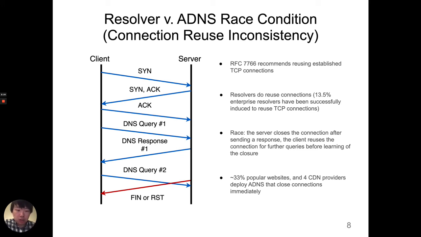A server tries to close the connection after sending out a response, and the client is trying to reuse this connection for further queries before knowing that the server is closing out this connection. So we can see that the client's follow-up query is going to be left unresponded. And in fact, about 33% of the popular websites and 4 CDN providers deploy ADNS servers that just close the connections immediately after responding to the first DNS query in these connections.